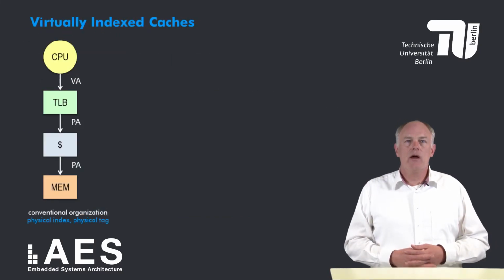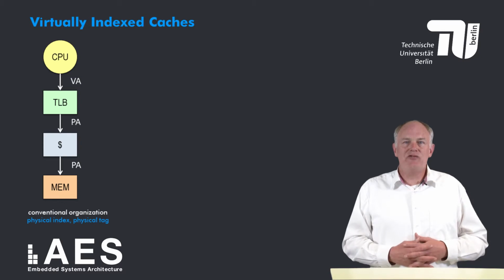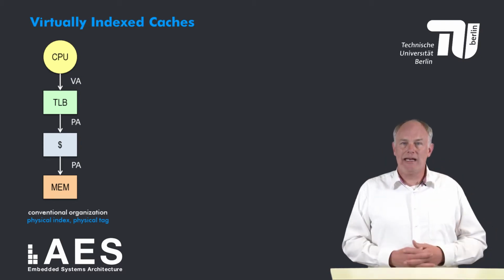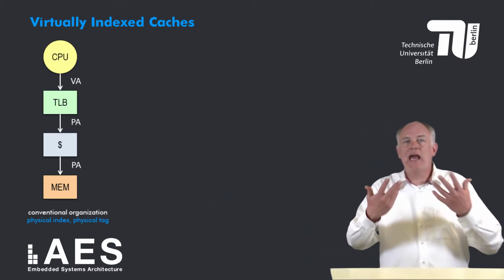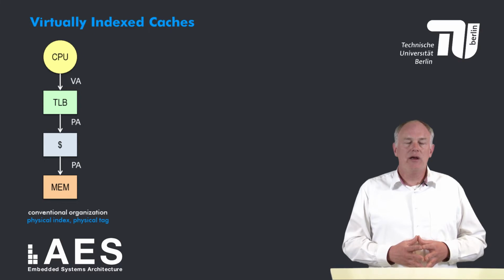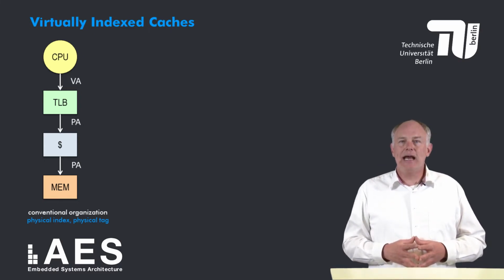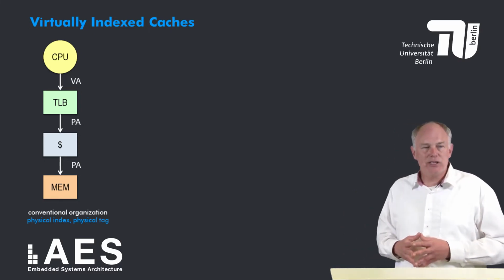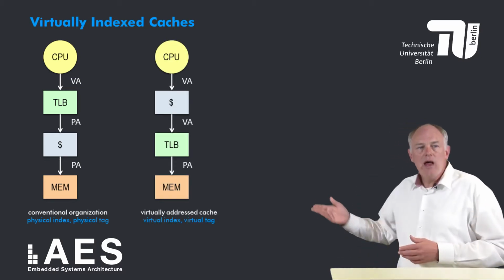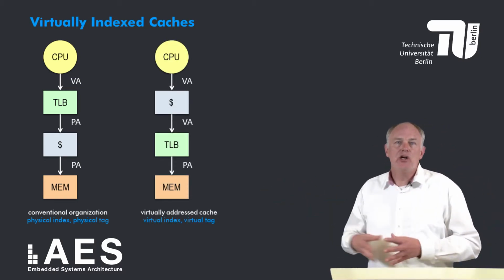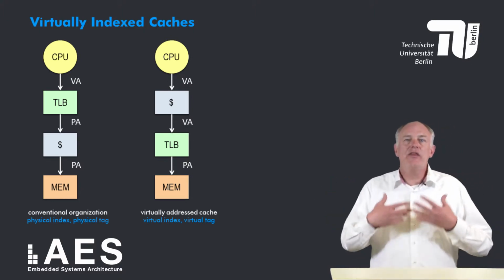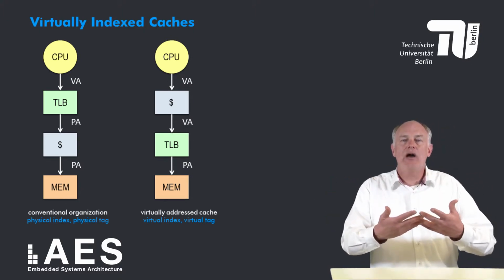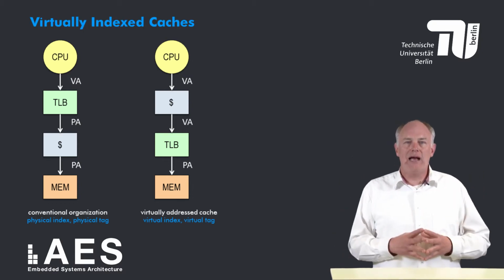Another way to avoid address translation during cache indexing is to employ virtually indexed caches. This figure here on the left shows again the conventional organization. The cache is physically indexed and physically tagged as assumed before. This figure, on the other hand, shows a virtually addressed cache. In this case, the index as well as the tag are taken from the virtual address.